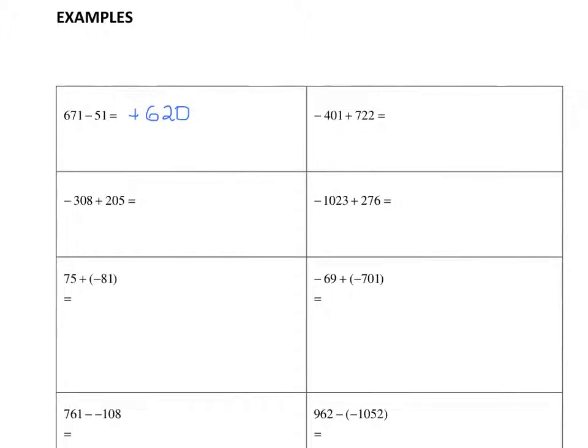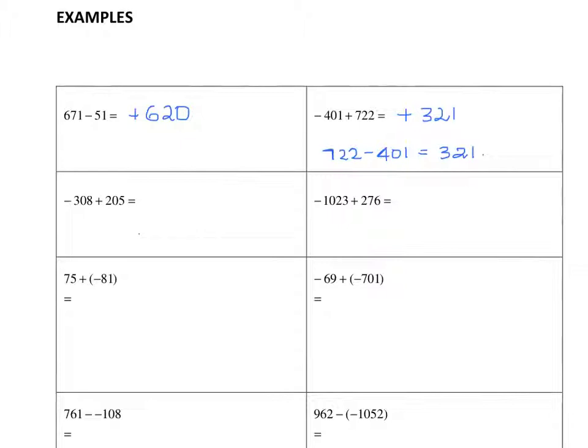Negative 401 plus 722. The larger number is a positive number, so hence the answer will be positive. The difference between the two numbers, you might need your calculator for this bit, is 321. This particular operation could also be written as 722 subtract 401. It doesn't really matter which order you write the numbers in. If they're the same numbers, the answer's the same.